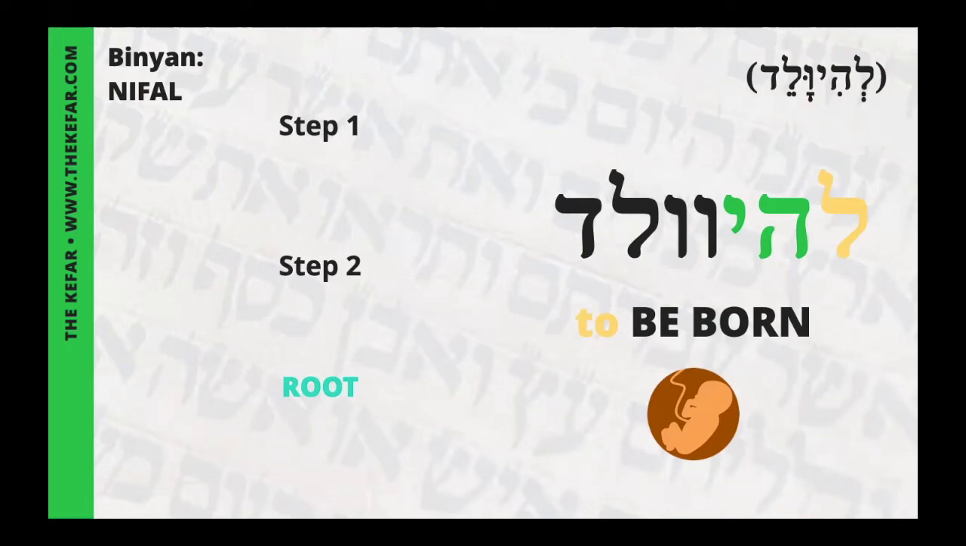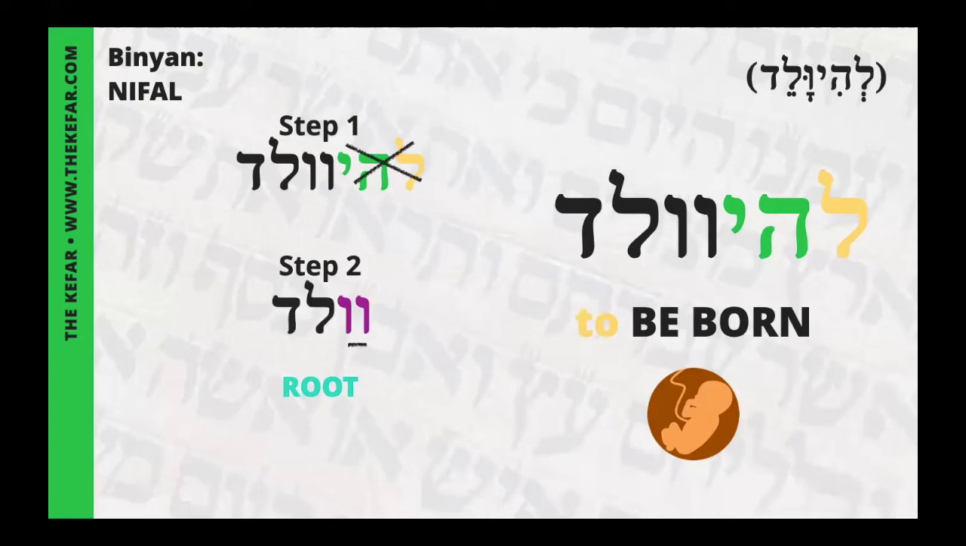Now, our first step to finding the shoresh is the same as always. We get rid of those first 3 letters / the first 2 syllables. And then the next step is going to be to change the vav into a yod. Again, if there's 1 vav with vowels or 2 vavs, if it's written without vowels, the process is the same. We're going to change either one or both into a yod. So the shoresh of the verb lehivaled is yod lamed dalet.